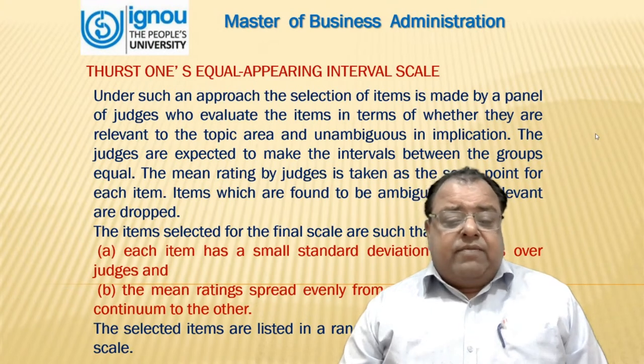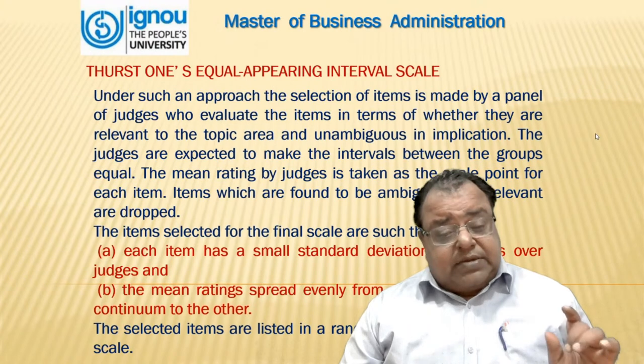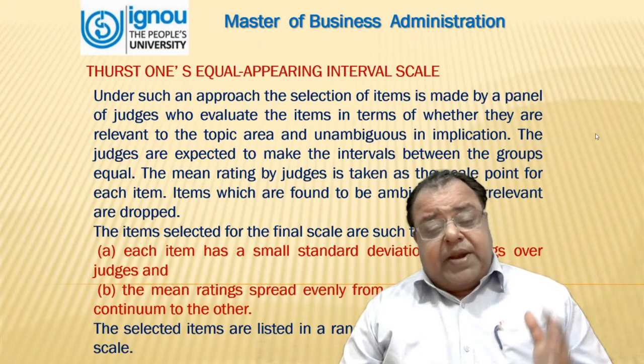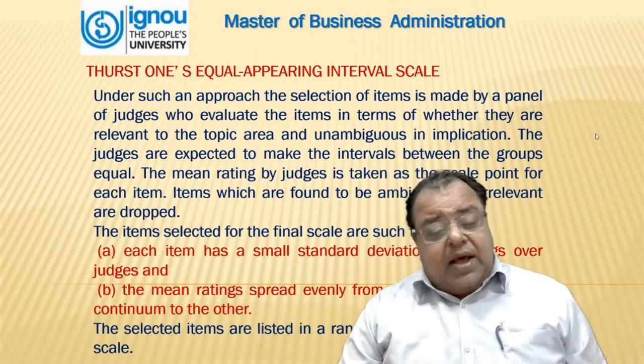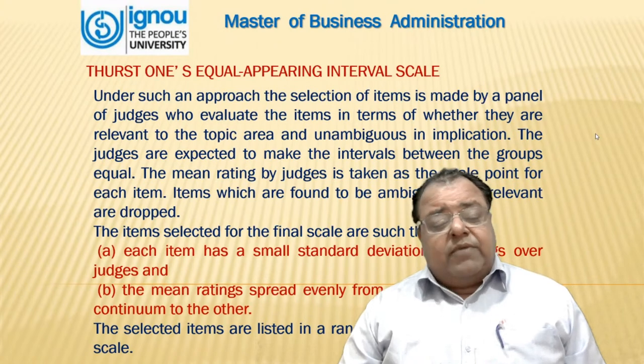The items selected for the final scale are such that each item has a small standard deviation of ratings over the judges, and the mean ratings spread evenly from one end of the rating continuum to the other. The selected items are listed in random order to form the final scale.